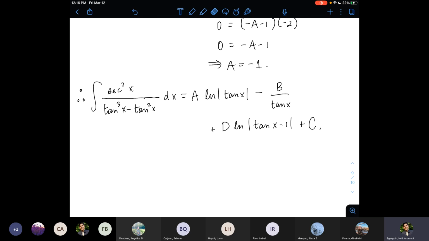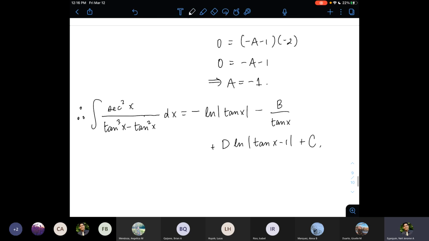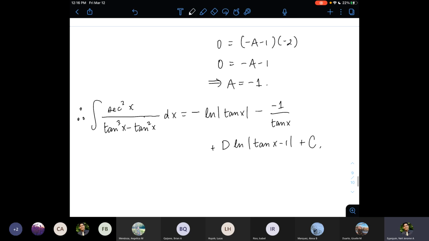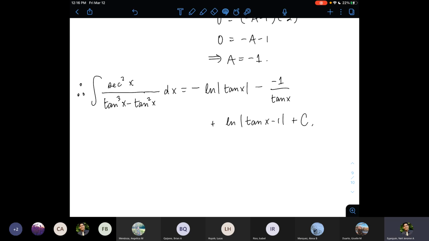So I already know that b is minus 1. Okay. And then b is what? B is also negative 1. So I'll have a negative 1 for here. And then d is 1. So I'll just delete that one there. Okay, and that's our final answer because here all integrals are gone.